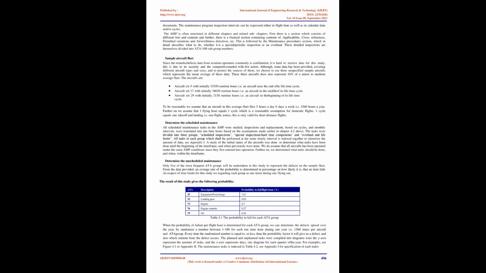Sample aircraft fleet. Since the remarks/defects data from aviation operators commonly is confidential, it is hard to receive data for this study. This is due to its security and the competitive market with few actors. Although some data has been provided, covering different aircraft types and sizes, to protect the sources of these, we choose to use 3 unspecified sample aircraft, which represent the mean average of these data. These 3 aircraft also represent 10% of a minor to medium average fleet.